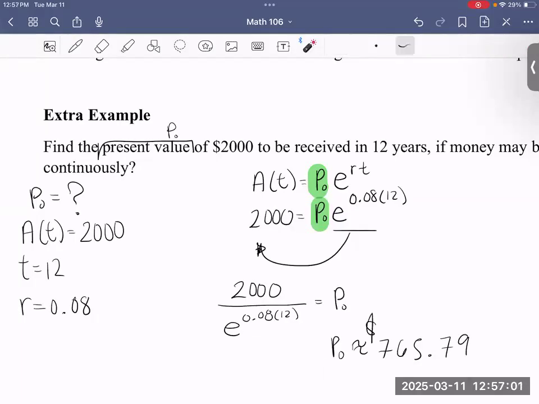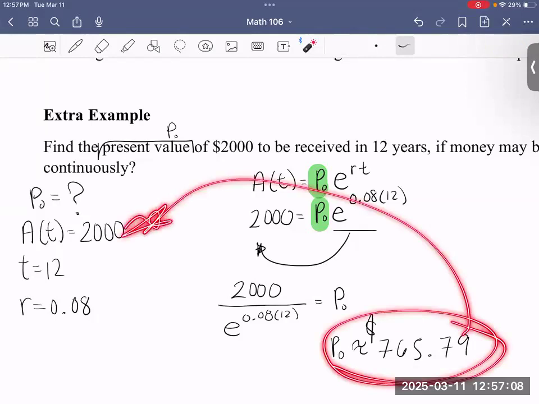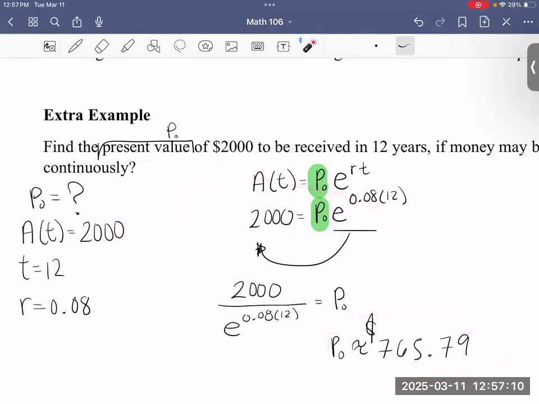And you'll notice that you always kind of want to make sure that some of your answers are going to make sense. If you had gotten a number that is bigger than your end investment, we know that is going to be a very big issue. So you always want to kind of retrace your steps and make sure that it makes sense.